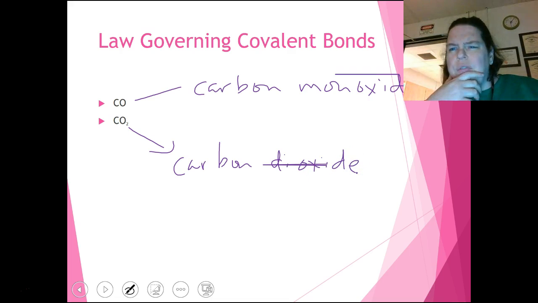Well, if there are two different compounds with carbon and oxygen, we can't have a definite proportion because we have two different compounds. So how does this happen? How can we get multiple different formulas from the same two elements in covalent bonding? So let's look at it. So let's look at the carbon monoxide first.